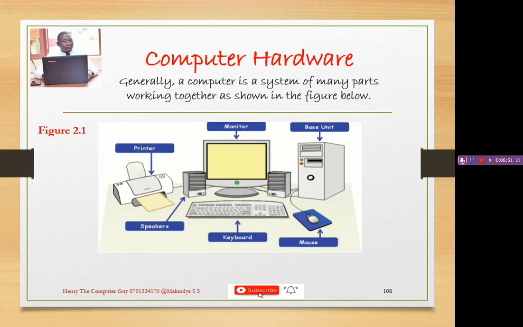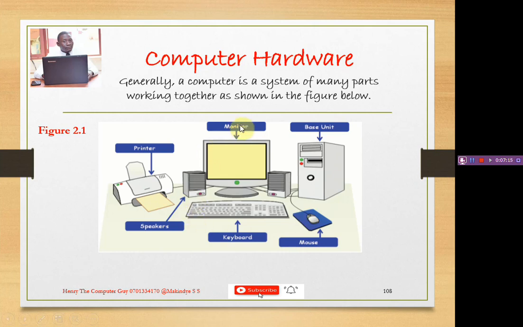And they're telling us that computer hardware, generally a computer is a system of many parts working together as shown in the figure below. It is not only one component that we call a computer. They work together, hand in hand, to achieve a certain goal. So let's look at the diagram.